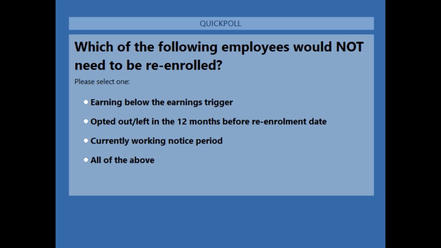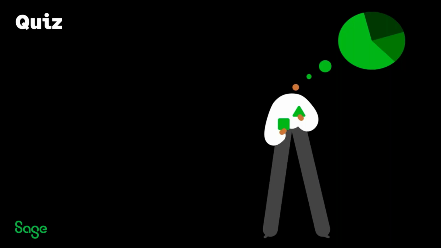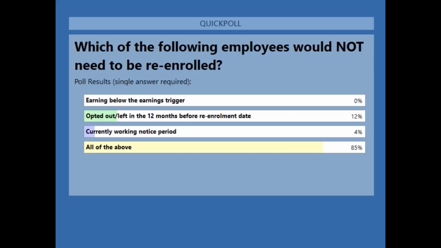Okay, so we've got some good answers in there. Let's close that one down. We'll share the votes. So we've got 12% saying it's employees that opted out or left in the 12 months before re-enrolment, 4% saying it's employees currently working their notice period, 85% are thinking all of the above, and it is the 85% that are correct.